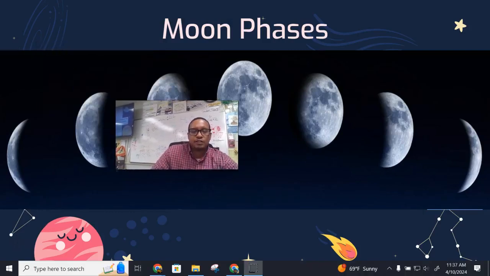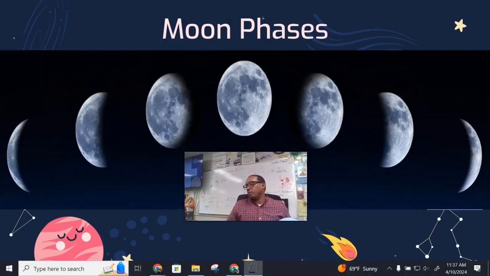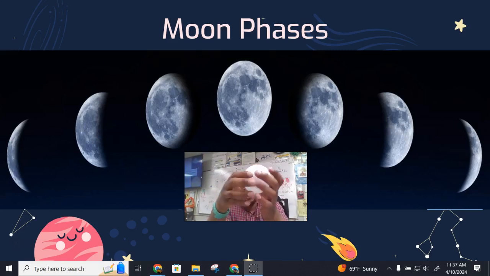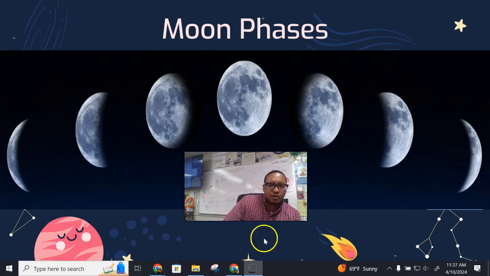Okay, now this is something that I'm hoping most of us have seen, and this is the phases of the moon. And when you say phases, we're like, yo, the moon is always the same shape, right? Round-ish, right? So we would say it's always this shape.